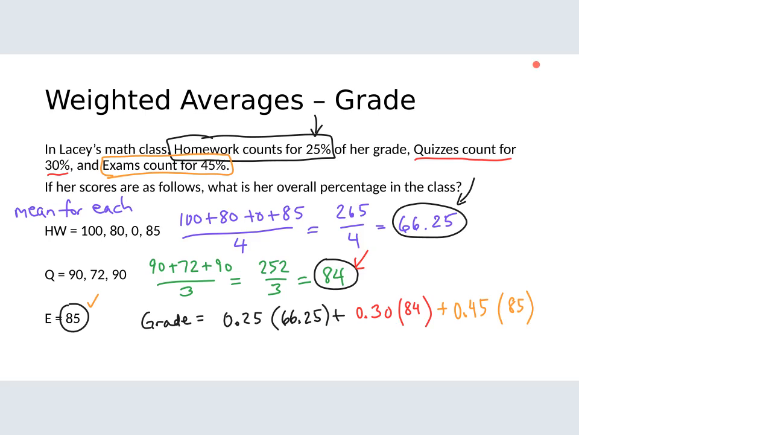So first, we're going to multiply here, and we'll have 0.25 times 66.25 is 16.5625. I'm going to keep all my decimals till the very end. That way my grade will be as accurate as possible. We won't do any rounding till we get to the very end. And I should have put where to round in this question. I apologize for not doing that. When we get to the end, we're going to round to the nearest hundredth.